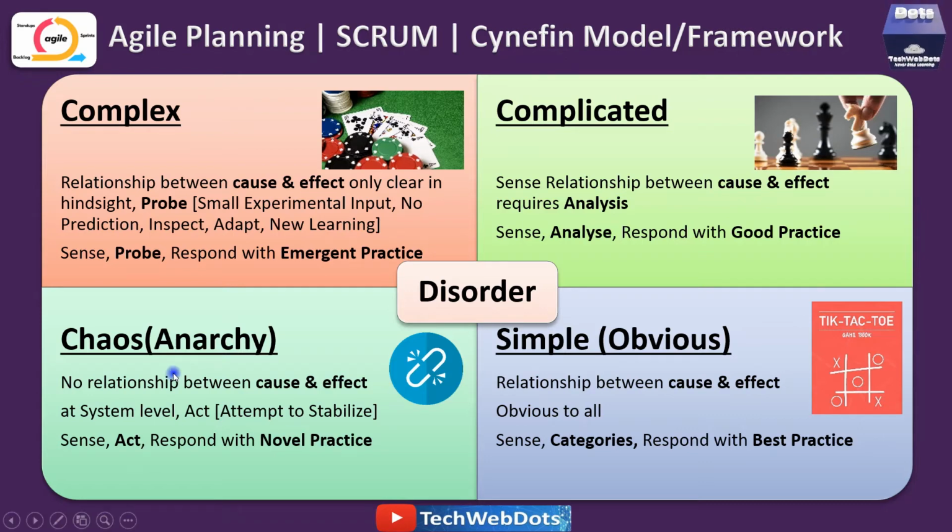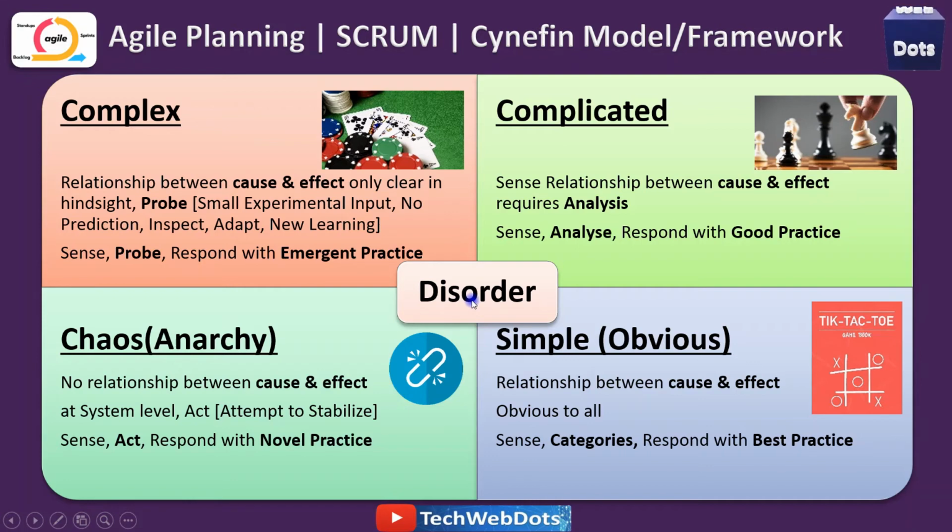The fourth one is chaos, or we can say anarchy. It is an example of disarrangement or disorganization, and there is no relationship between cause and effect, no link between them. This can be at system level, where we should act and attempt to stabilize the situation, and we should act, sense and respond with novel practices. These 4 I explained in a very basic way, so it will be easy for you to understand. I hope it is clear.